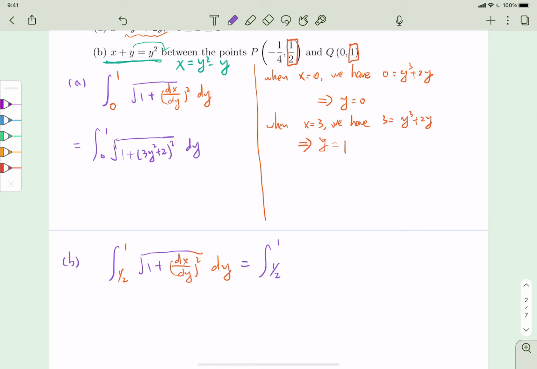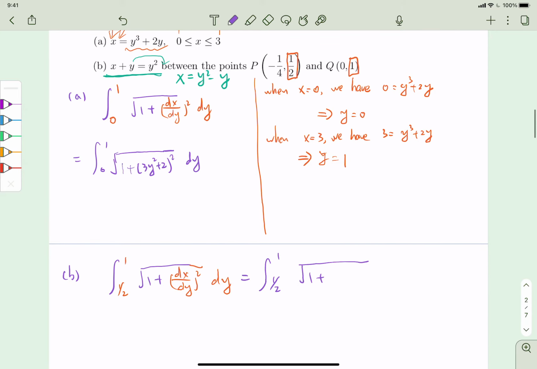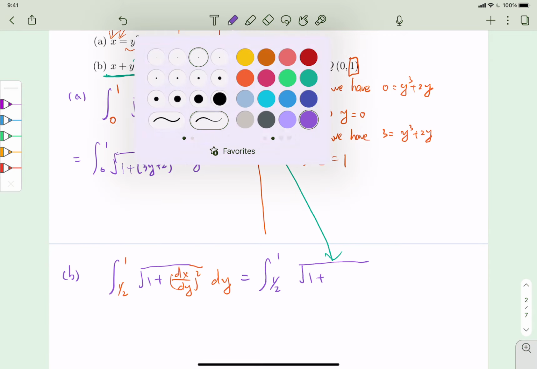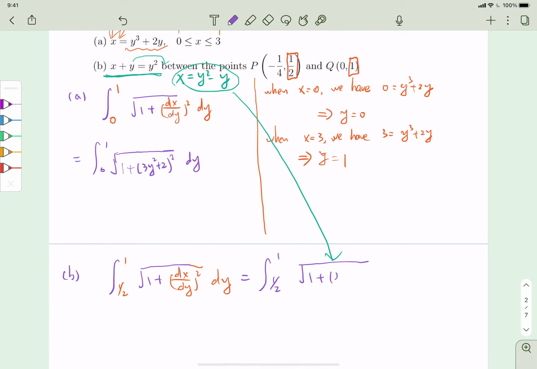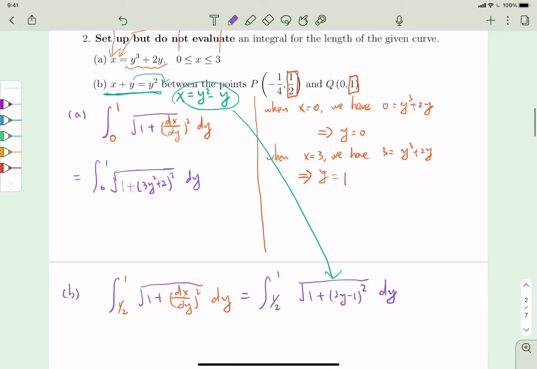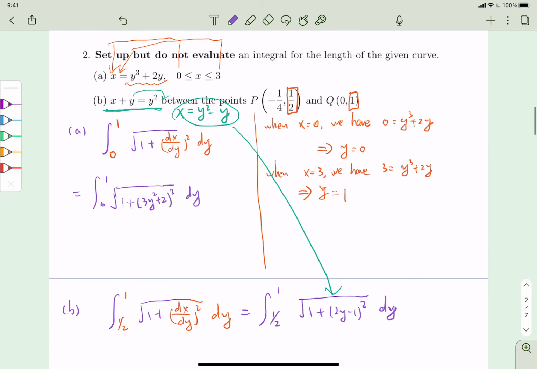It's 1 over 2, 1 here, 1 plus this derivative, the green derivative here. Right, this one you plug in, we have 2y minus 1 bracket squared dy. And also very simple and straightforward. That is our question 1 and question 2. They are all the same. Okay?